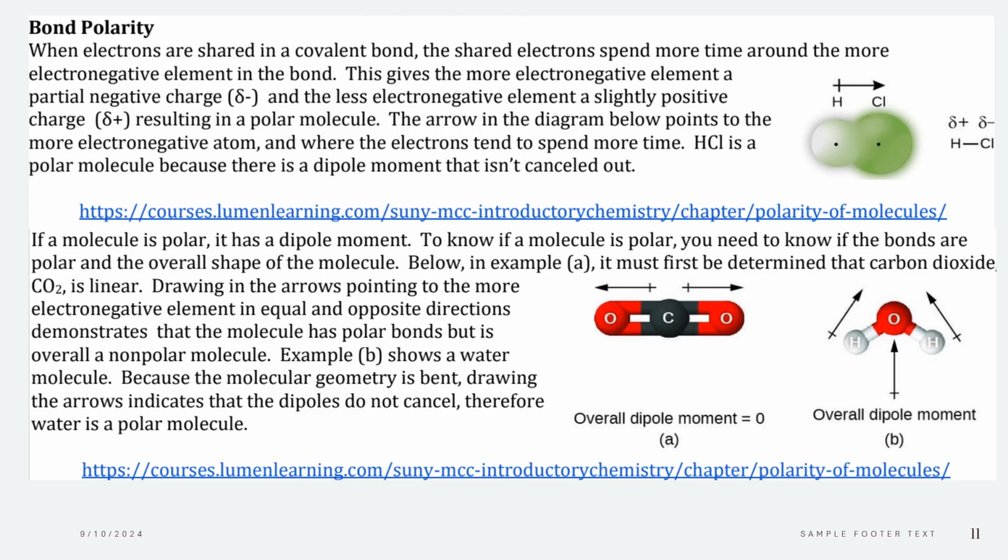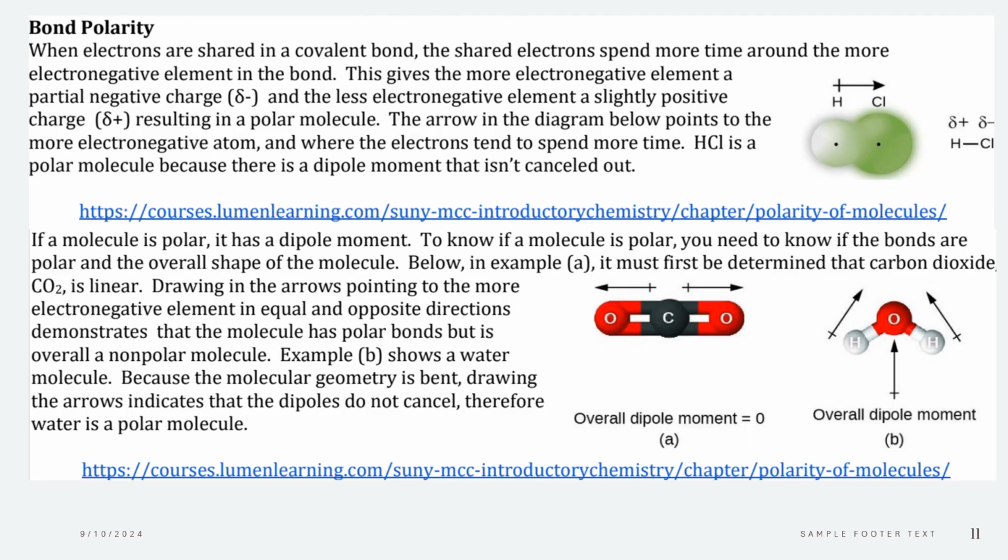Bond polarity. When electrons are shared in a covalent bond, the shared electrons spend more time around the more electronegative element in the bond, like we've talked about before. This gives the more electronegative element a partial negative charge, a negative dipole, and the less electronegative one will be slightly positive, resulting in a polar molecule. The arrow in the diagram below points to the more electronegative atom and where the electrons tend to spend more time. HCl is a polar molecule because there's a dipole moment that isn't canceled out.